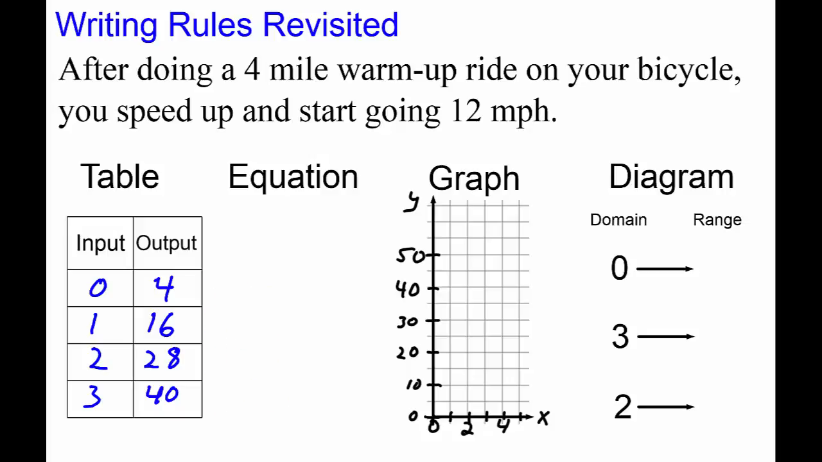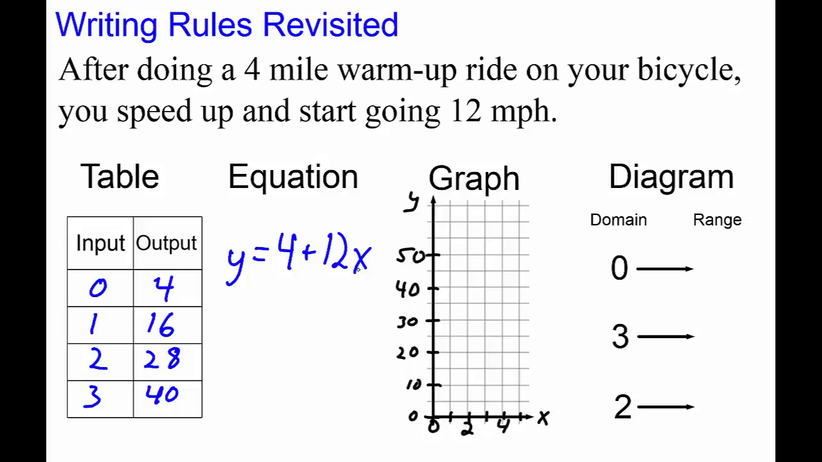We can write this rule as an equation. We've already gone 4 miles, and then we go 12 miles for every extra hour, where x is the number of hours, and y is the number of miles. We can make a graph for the rule.